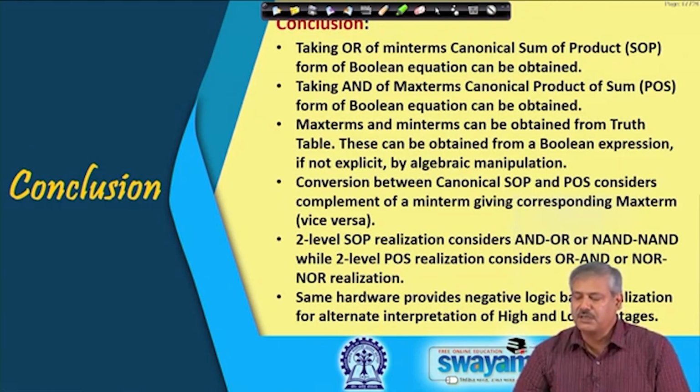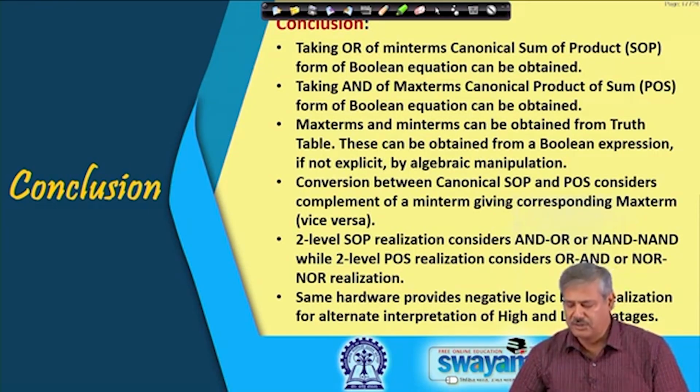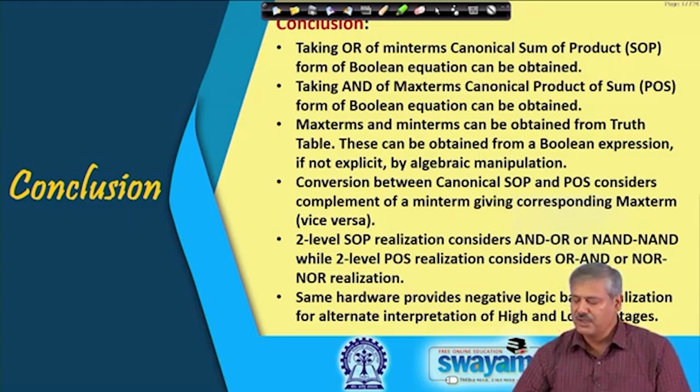taking OR of min terms, canonical SOP form can be obtained, and taking AND of max terms we can get POS form. The max terms and min terms can be obtained from the truth table as well as by algebraic manipulation of a Boolean expression, and the canonical form can be converted from one form to another. Two level SOP realization can be done through AND OR as well as NAND NAND, and POS realization can be done through OR AND as well as NOR NOR, and the same hardware can provide negative logic based realization with an alternate interpretation of high and low voltages. Thank you.